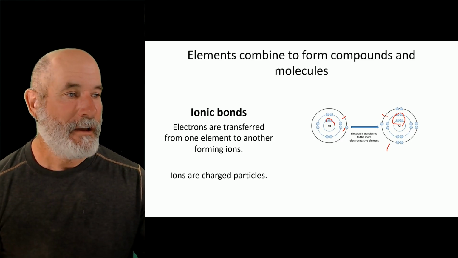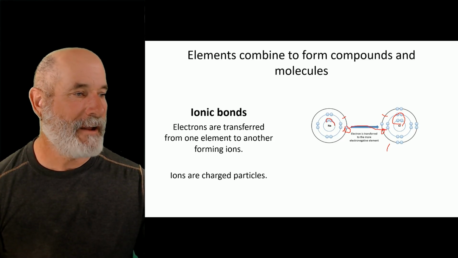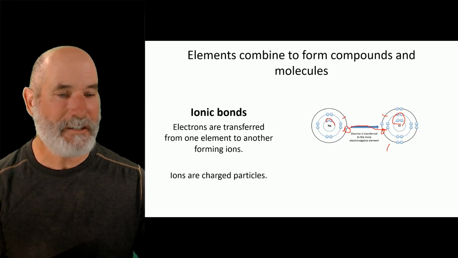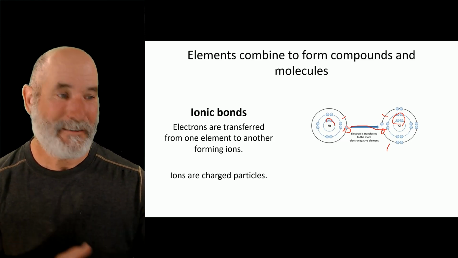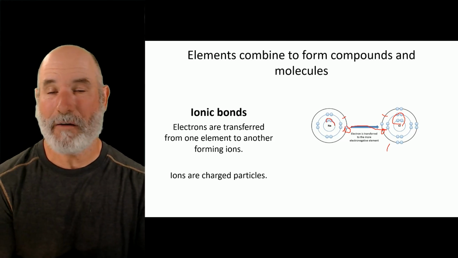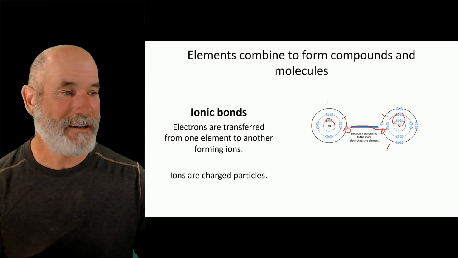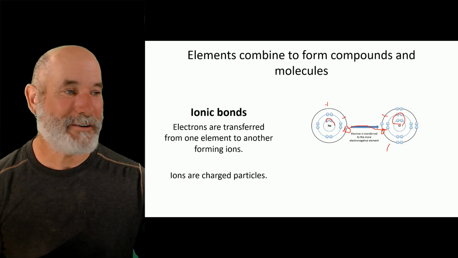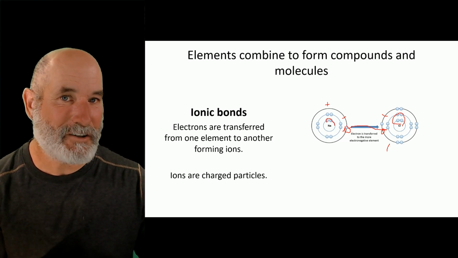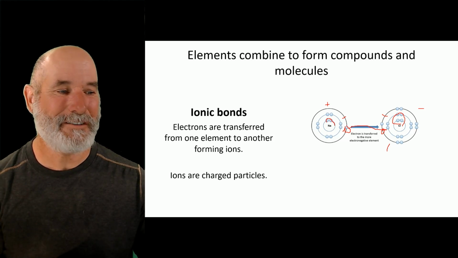So what happens is it basically snags this electron and brings it over here, and now it has 8 in its third shell. But the sodium, having lost it, now has nothing in its third shell, and its second shell becomes the valence shell and is full. It has 10 electrons and 11 protons, so it's positively charged. This one over here has 18 electrons and 17 protons, so it's negatively charged. And there you go.